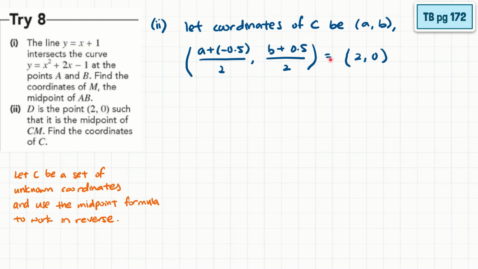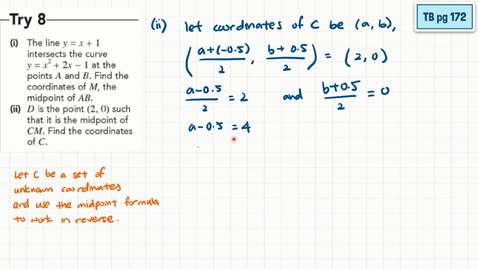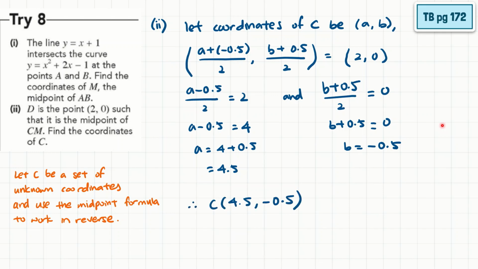So since they are equal, that means the x coordinate must be equal to the x coordinate here, and the y coordinate must be equal to the y coordinate over here. And therefore, I can say A minus 0.5 over 2 is equals to 2. Likewise, B plus 0.5 over 2 is equals to 0. So I will now say A minus 0.5 is equals to 4, and hence A is equals to 4.5. And in solving my other equation over here, I will say that B plus 0.5 is equals to 0, and hence B is negative 0.5. And therefore, I can say that C has the coordinates (4.5, negative 0.5).